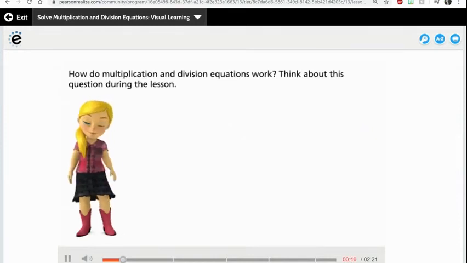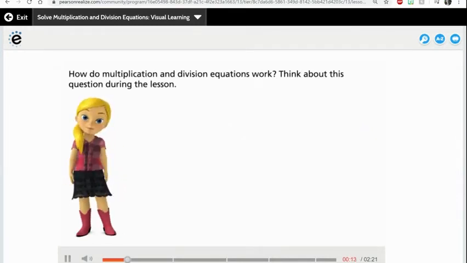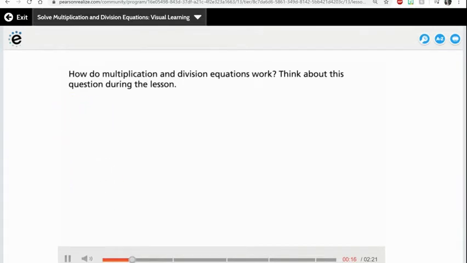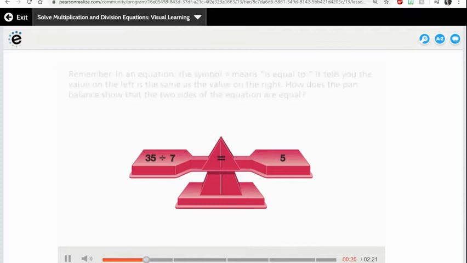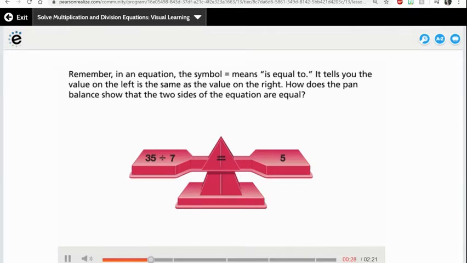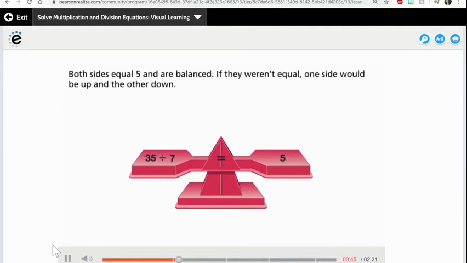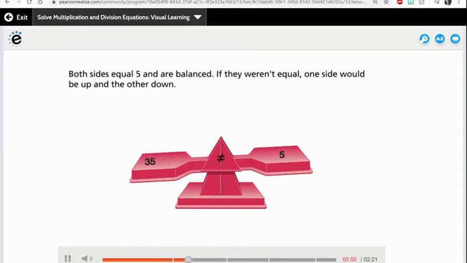How do multiplication and division equations work? Think about this question during the lesson. The pan balance shows 35 divided by 7 equals 5. Remember, in an equation, the symbol equals means is equal to. It tells you the value on the left side is the same as the value on the right. How does the pan balance show that the two sides of the equation are equal? Both sides equal 5 and are balanced. If they weren't equal, one side would be up and the other down.